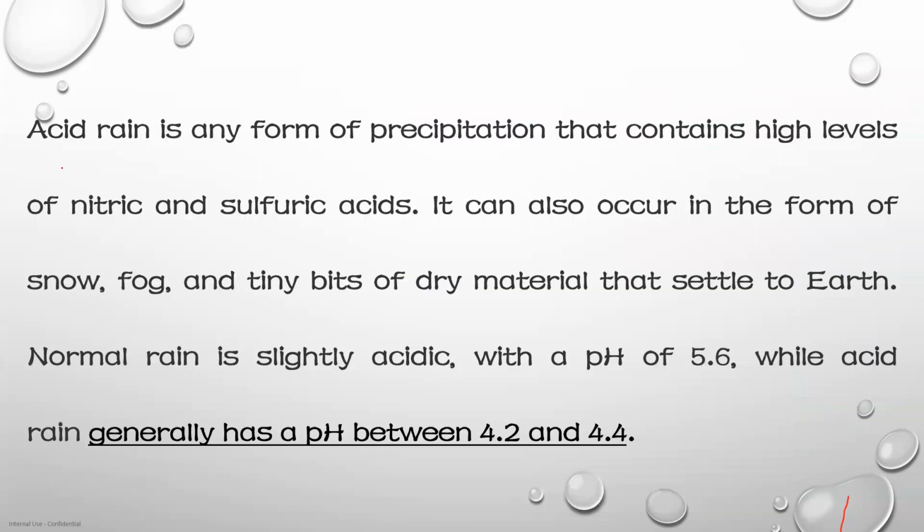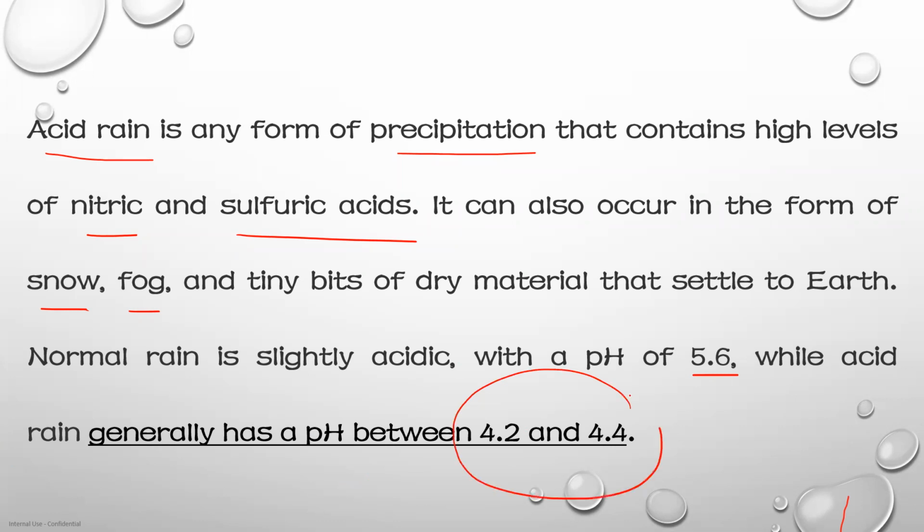So, what is acid rain? Acid rain is any form of precipitation, that is downpour, that contains high levels of nitric and sulfuric acids. It can also occur in the form of snow, fog, and tiny bits of dry material that settle to earth. Normal rain is slightly acidic, with a pH of 5.6, while acid rain generally has a pH of 4.2 to 4.4. This is a very important point to be noted. Acid rain is 4.2 to 4.4, whereas normal rain is also slightly acidic, which is 5.6.